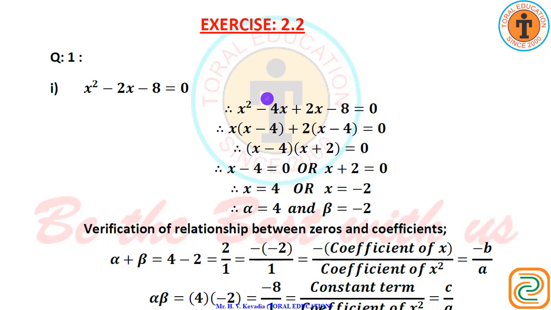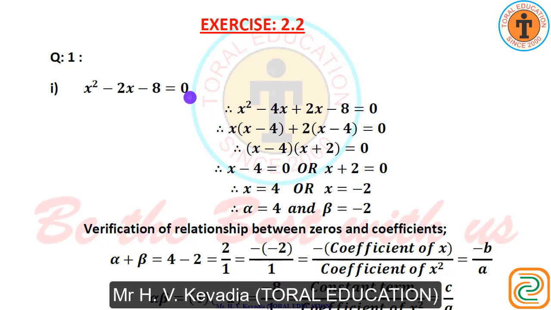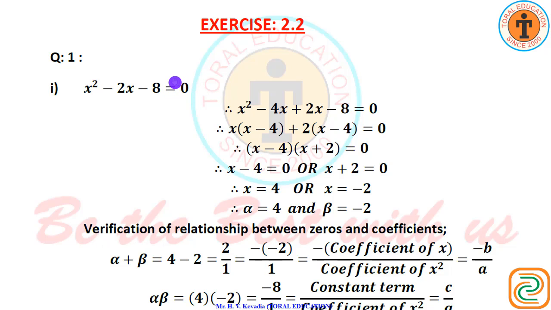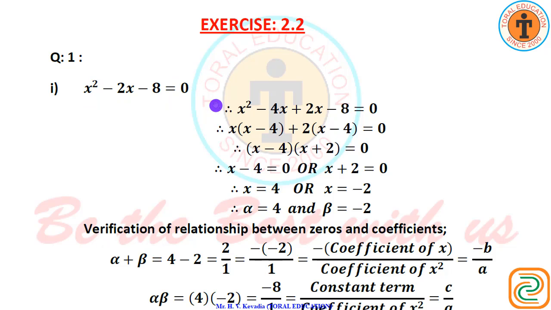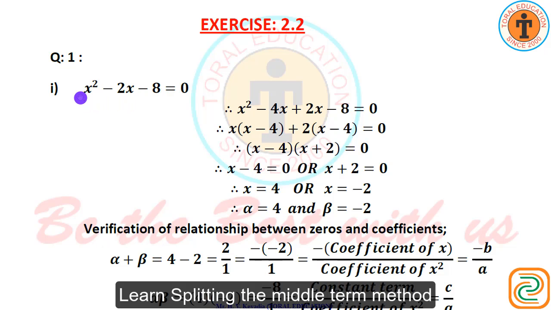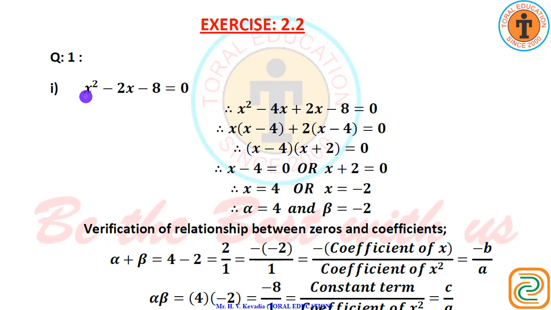To factorize the polynomial x square minus 2x minus 8, we take this polynomial equal to 0, and this is only to find out zeros. If we want to find out zeros, then the polynomial should be compared with 0. So here x square, splitting the middle term, minus 8, and the coefficient of x square is 1. Minus 8 ones are minus 8.